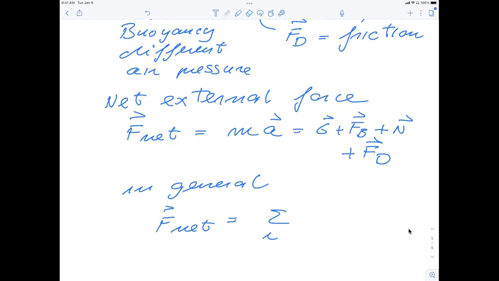So we could have something like this here. Sum over F of I, where these are the specific individual forces, without us having specified them properly. Now, we are not yet done here.